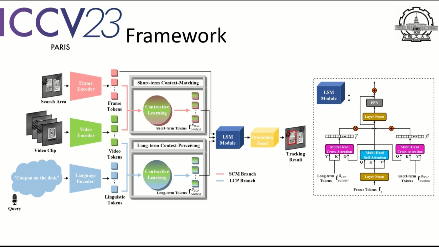This page shows the overall architecture of Decouple TNL. There are 3 feature encoders used to extract the frame, video, and linguistic tokens, respectively. Then, we design 2 branches, i.e., the short-term context matching branch and long-term context perceiving branch, gathering meaningful long short-term context information with a short-term context matching task and a long-term context perceiving task.